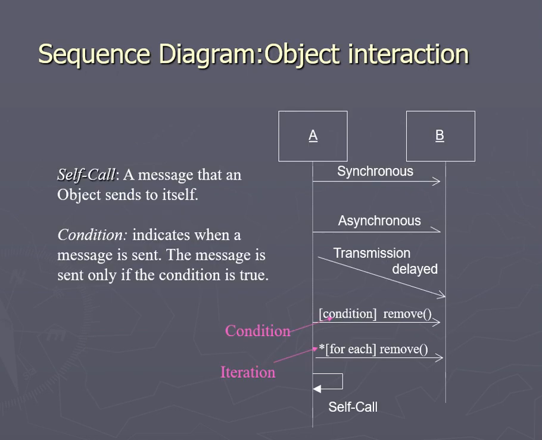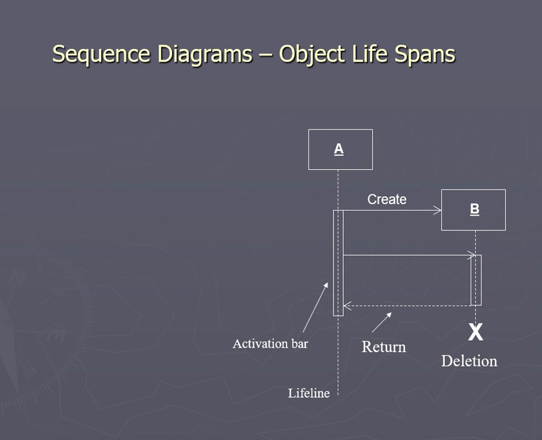Now the self call. A and B: a message that an object sends to itself. A condition indicates when a message is sent. The message is sent only if the condition is true. That is A and B, synchronized, with transmission delay, conditional, and that is a condition, and that is an iteration, that is a self call.